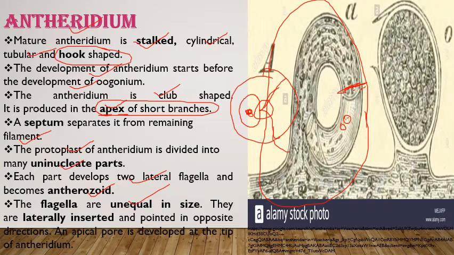An apical pore is developed at the tip of antheridium. So antheridium के टिप में एक पोर की तरह स्ट्रक्चर बनता है जिसके थ्रू ये जो एंथेरोजॉइड्स हैं बाहर आते हैं, लिबरेट होते हैं.